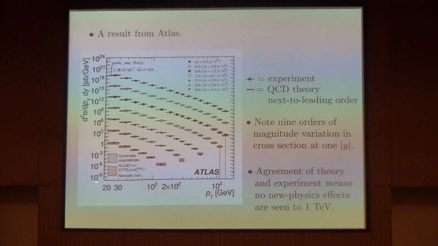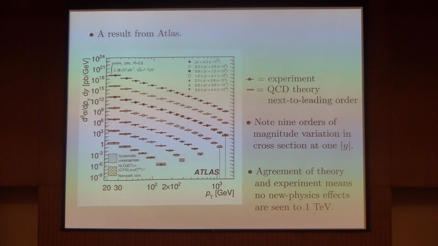And as I go from 30 GeV to 1 TeV, the cross-section is dropping by, I'm not sure, 1, 2, 3, 4, 5, I don't know, 6 powers of 10. So dropping an awful lot. And the black points are the data that's measured by the ATLAS collaboration, and the little bars here are theory. That's a prediction from QCD.